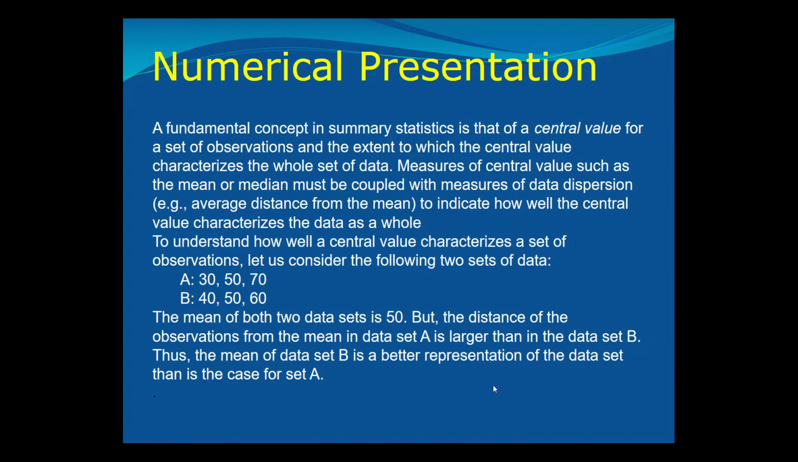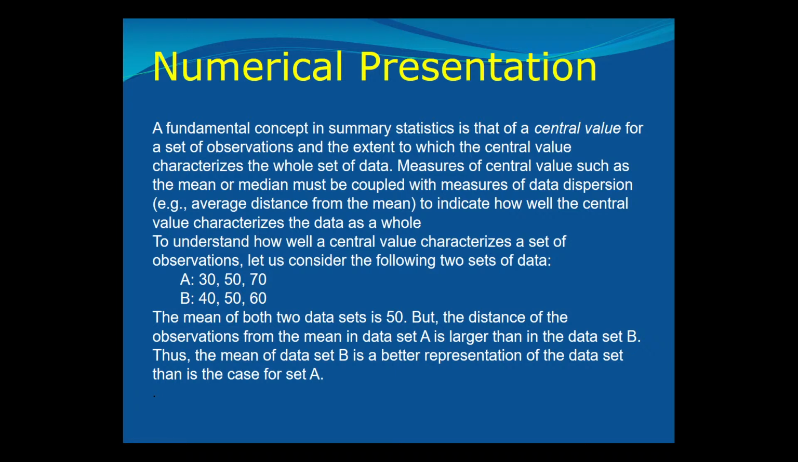A fundamental concept in summary statistics is the idea of a central value for a set of observations and the extent to which the central value characterizes the whole set of data. Measures of central value, such as the mean or median, must be coupled with measures of data dispersion, the average distance from the mean, to indicate how well the central value characterizes the data set as a whole.